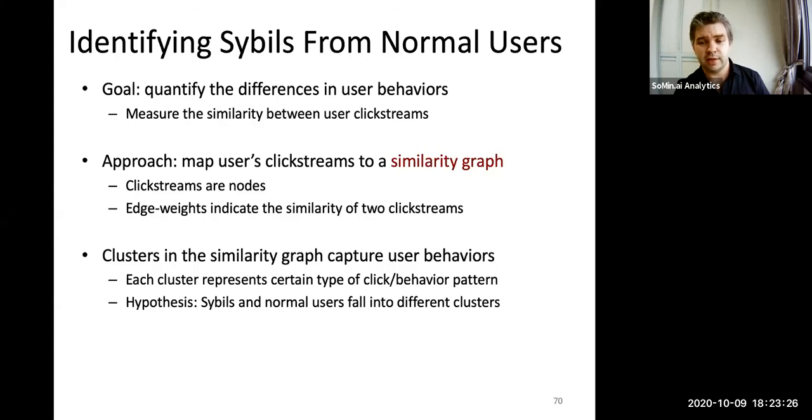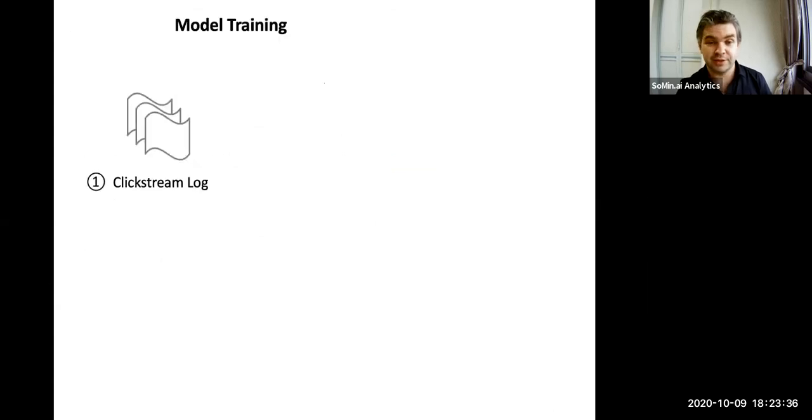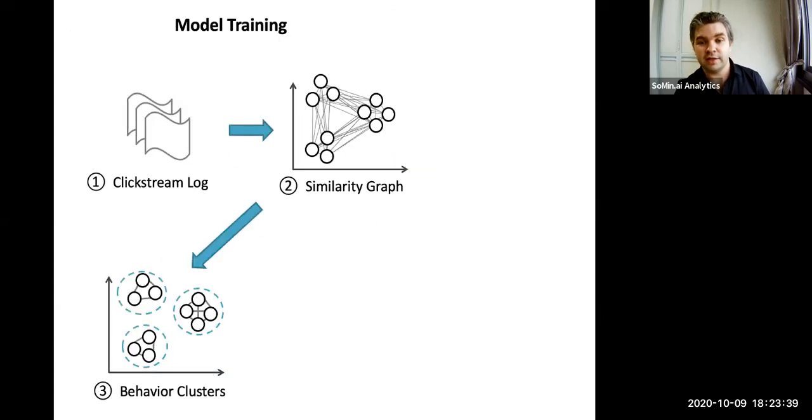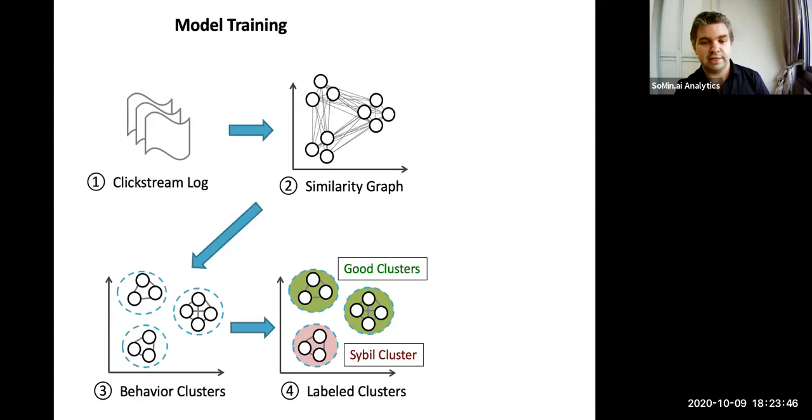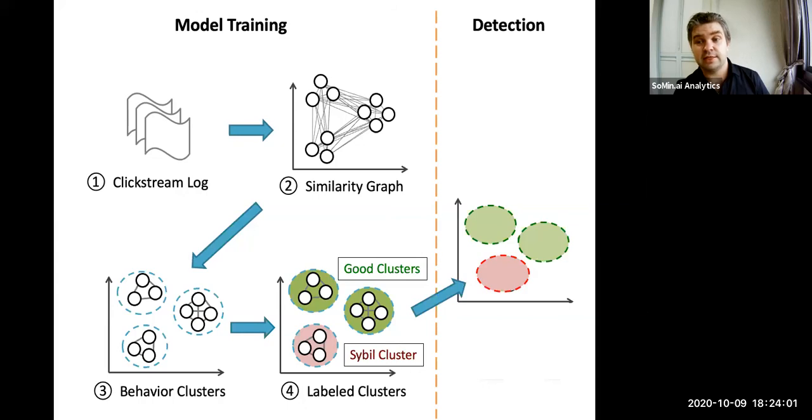So clusters in the similarity graph capture user behaviors, right? Each cluster represents a certain type of click behavior pattern, and we hypothesize that Sybil and normal users fall into different clusters. So we have a clickstream log, we find a similarity graph, we cluster people into different groups, and let's say the second and right ones are good clusters, and then the bottom one can be a Sybil cluster, right? So they're interconnected to each other, their clickstreams are similar, and they are, of course, part of this Sybil cluster. And this is how detection can work.